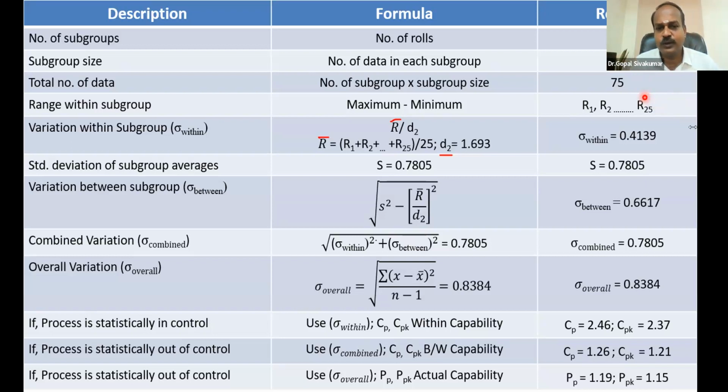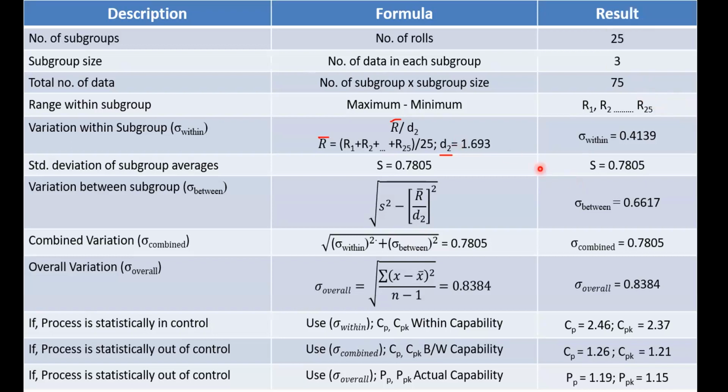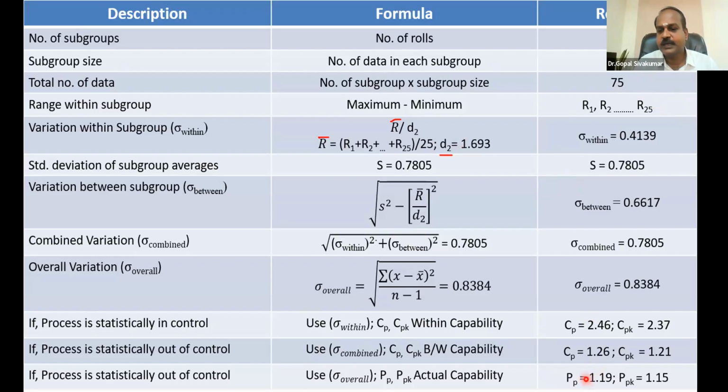All right. So to take a decision or to understand your long-term performance, you can calculate something known as PP and PPK. In order to calculate PP and PPK, sigma between and sigma combined are there. I want you to leave them for a while. You can learn about them a little later to minimize the complication.